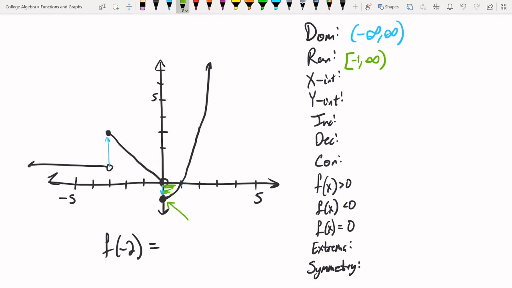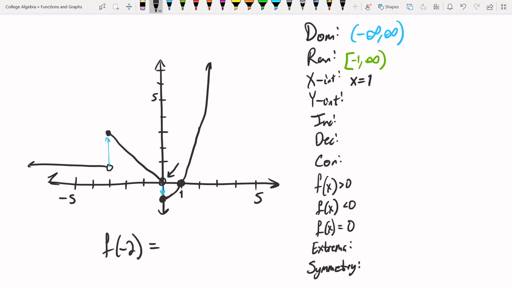Let's look at the x-intercepts. That's where the function crosses the x-axis. I'll make sure I don't ruin my graph. There's only one point that it does so, and that's right here. That's at 1. So you could say 1. I would probably say best x equal to 1, something like that. That's very specific. This point here is an open dot, and so it is not included in that.